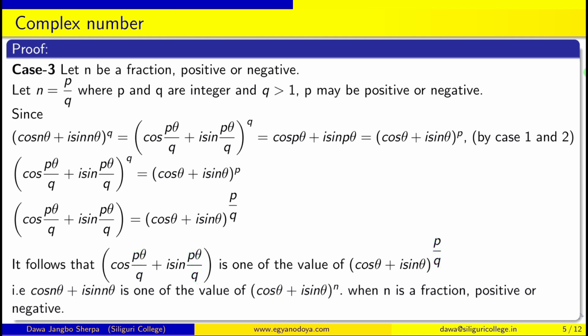So I can write cos n theta plus i sin n theta is one of the values of (cos theta plus i sin theta) whole to the power n when n is a fraction, positive or negative. Because we know that the qth root of something will have q values, and out of those q values, one of the values is this. So this is one of the values.